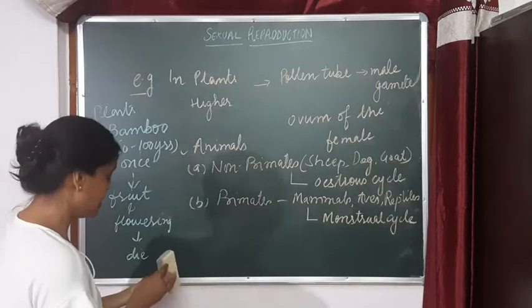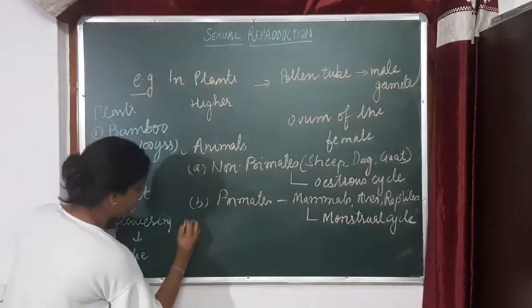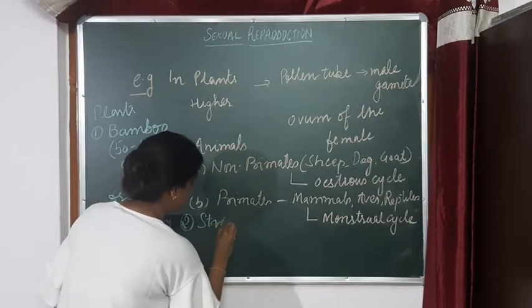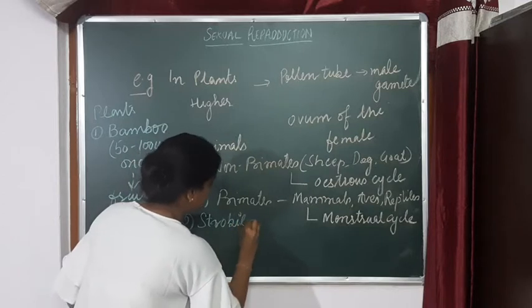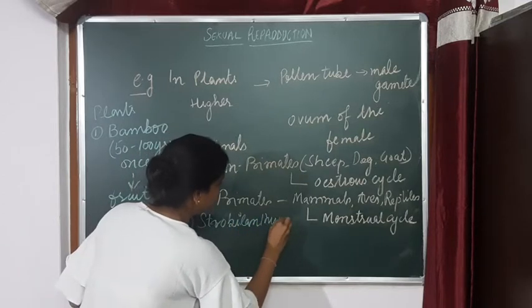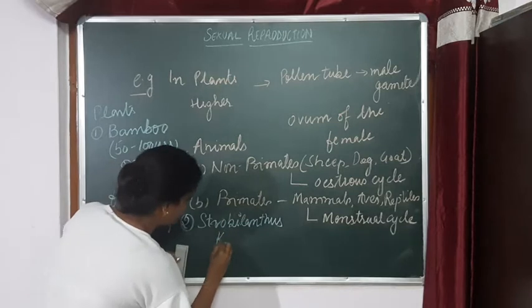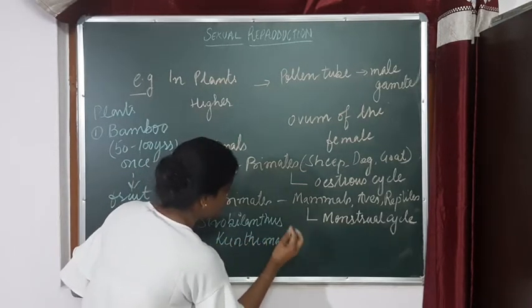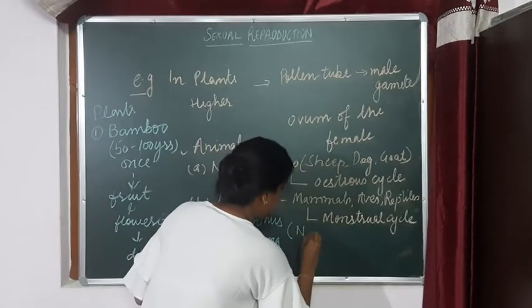Another very important case is Strobilanthes kunthiana, and the common name of this flower is Neela Kurinji.